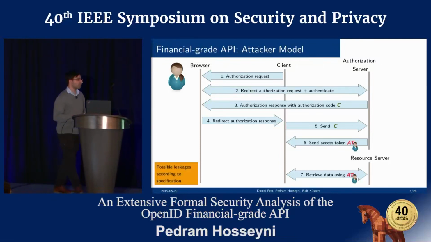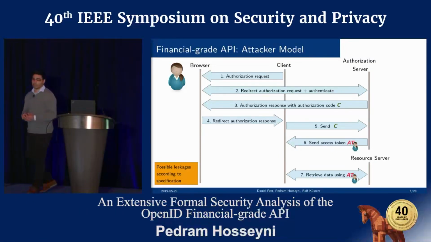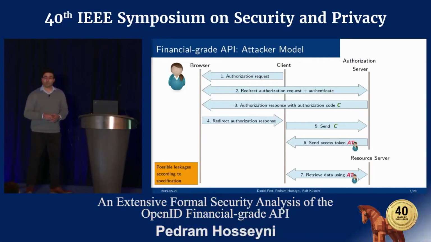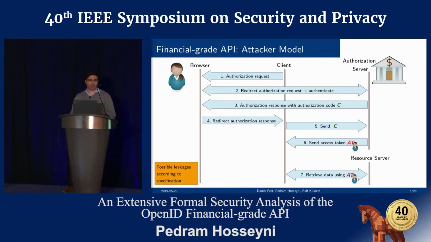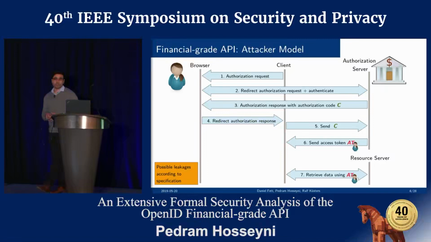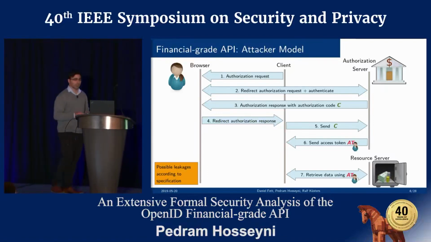Now we come to the attacker model according to the specification of the financial grade API. Of course, the first difference that you see here is that the authorization server is typically a bank, and the resource server provides access to your financial data and banking account.